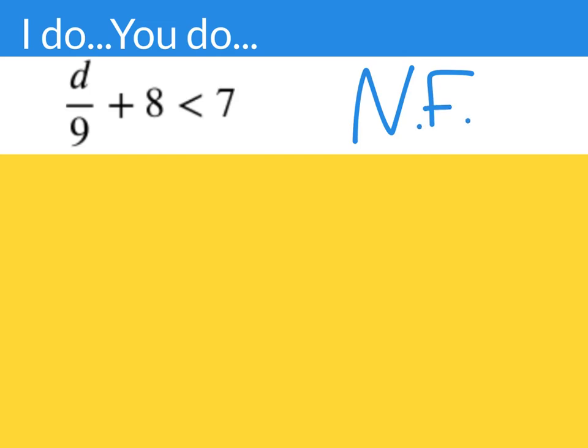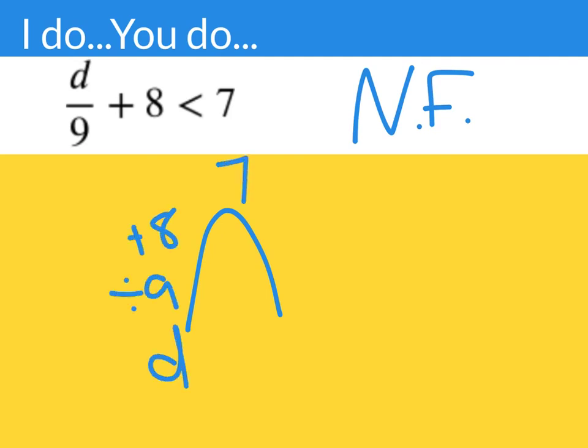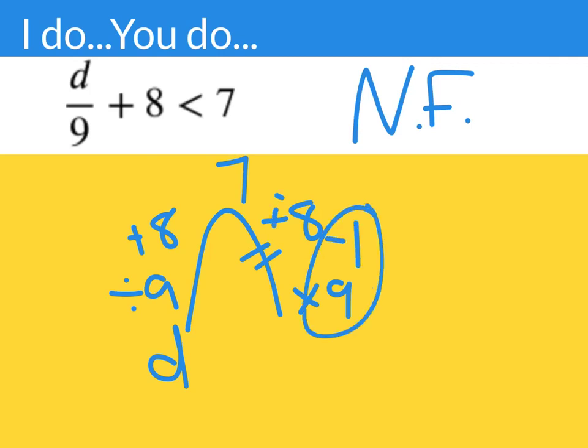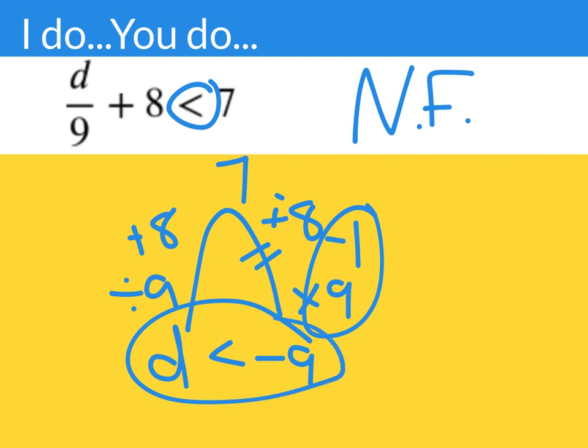I'm going to do this with rainbow this time. There was a D that they divided by 9 and they added 8 and that got them 7. So we're going to subtract 8 and multiply by 9, making sure you hit equals in between. So 7 minus 8 is -1. And -1 times 9 is -9, and then I go back and think, oh, I did not flip my symbol, it is less than. Our answer is D is less than -9.